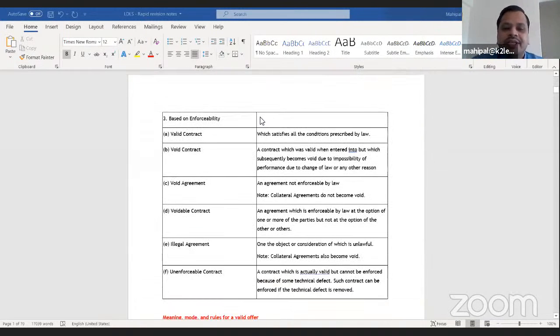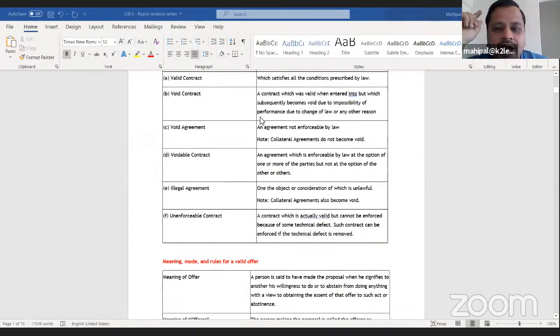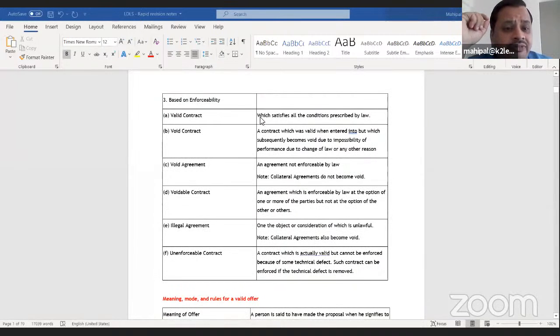Based on enforceability, we have valid contract. Again, remember all those 10 points which we discussed just a few minutes back. A valid contract is a contract which satisfies the conditions for enforceability. Void contract: a contract which is entered into but subsequently becomes void due to impossibility of performance, change of law, or any other reason. So in short, when created it was valid but cannot be executed due to certain happenings.